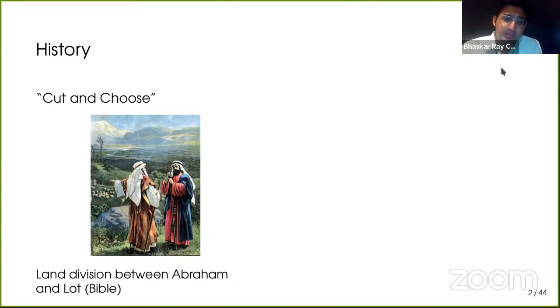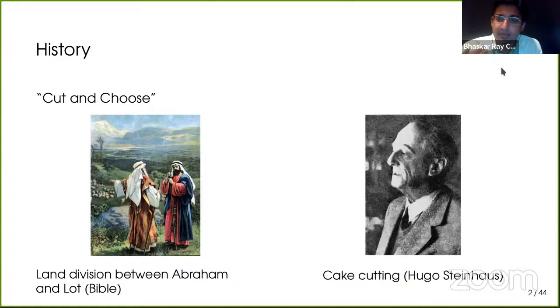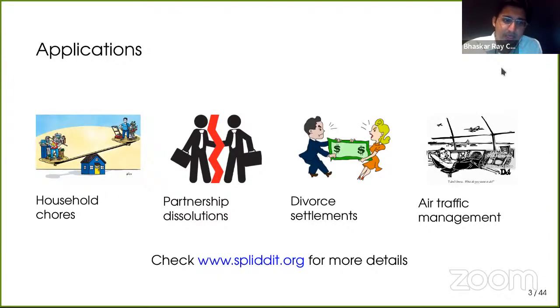Despite the problems in this domain having very early mentions, the proper mathematical study started with Hugo Steinhaus in the 1940s, where he formally introduced the cake cutting problem. And even today, there are several real life scenarios, like anything which involves a division of labor or division of household chores, or division of property while dissolving partnerships or settling divorces or dividing inheritance, or even broader applications, like managing air traffic, and all of these are fair division problems. And if one is interested more in the applications and the exact fair division protocols used in each of these, I highly encourage you to check out this website, splitit.org.